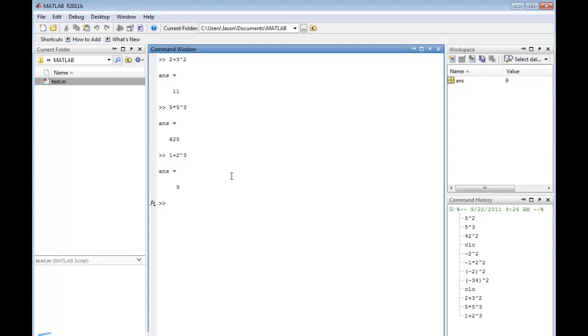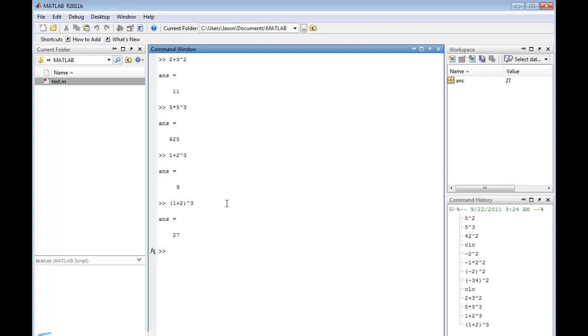Now if I alter this, I can do 1 plus 2 and then raise the result to 3, and you're going to get a totally different answer. See, they look very similar. The only difference is I've wrapped the 1 plus 2 in parentheses. In the first case, we cubed the 2 and then we added 1. In this case, we add 1 plus 2 to get 3. 3 cubed, 3 times 3 times 3 is 27. All right, so that's something to be aware of.